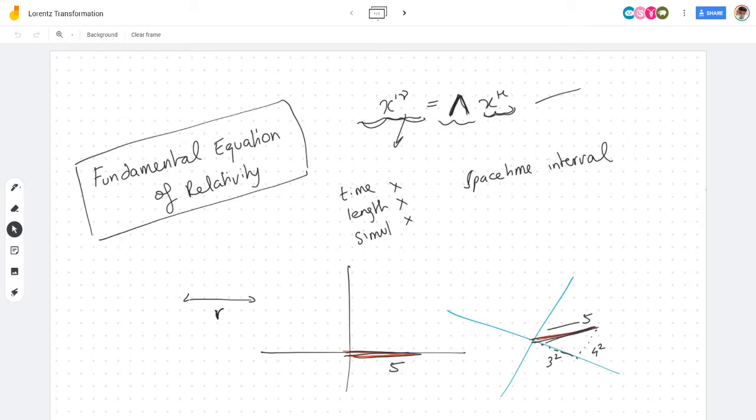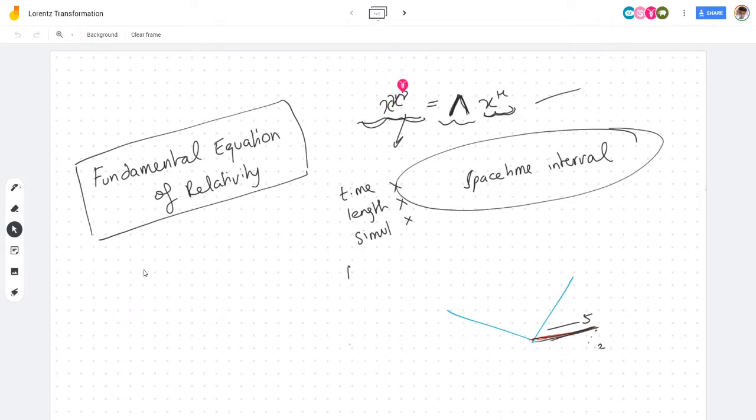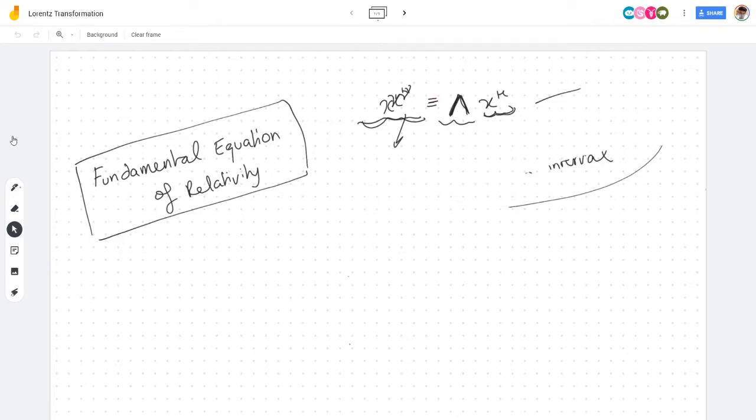And this particular thing is so important. It's the fundamental equation of relativity. It's called the space-time interval. Have all of you seen this before? Is this new to any of you? Guys? This thing is actually new. It's new to you. Yeah. Okay, good.